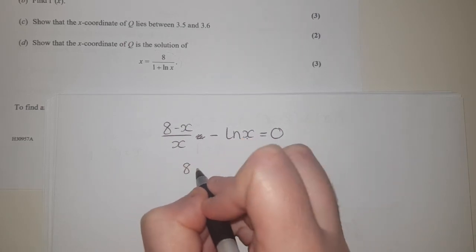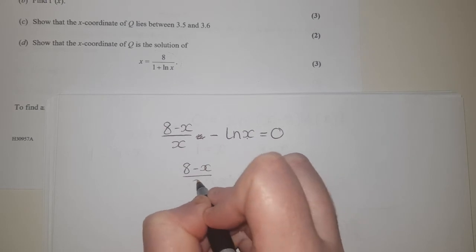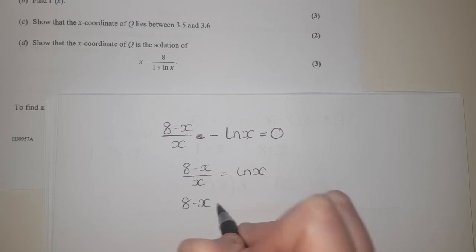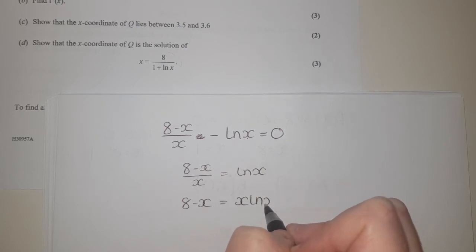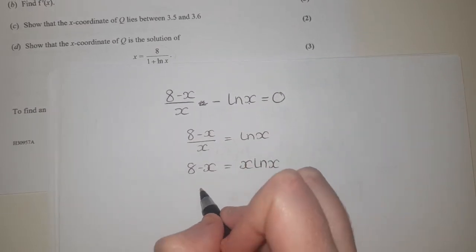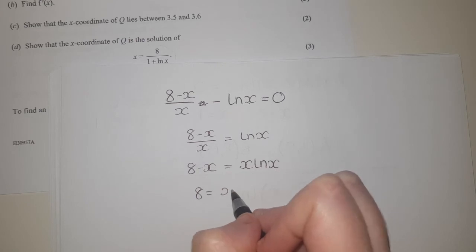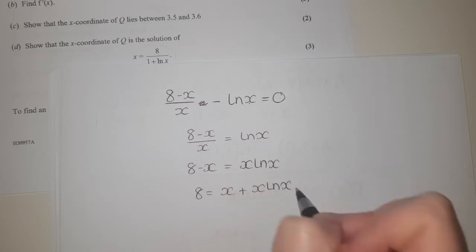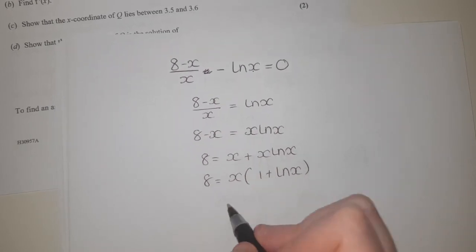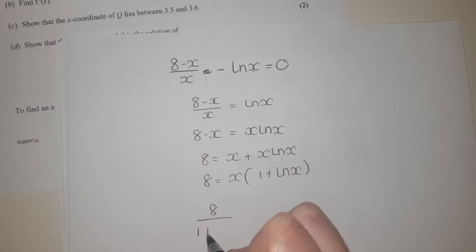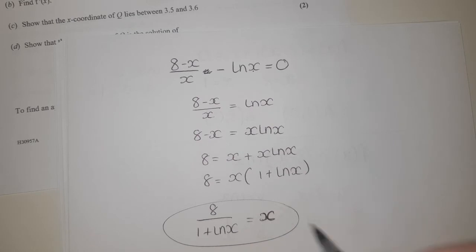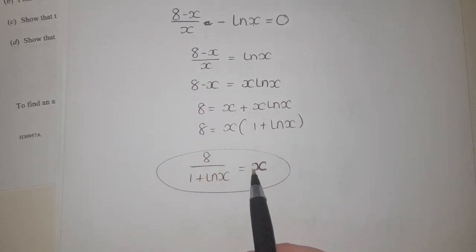Okay, so if I take that to the other side, 8 minus x over x equals ln x. If I multiply up, I get 8 minus x equals x ln x. You can see if the 8's going to be on the top and everything's positive, I need to bring the x across. So I've got 8 equals x plus x ln x, in which case you can factorise it out. And so 8 over 1 plus ln x gives us our x value. So you've shown that that's a possible solution if we rearrange for that x.